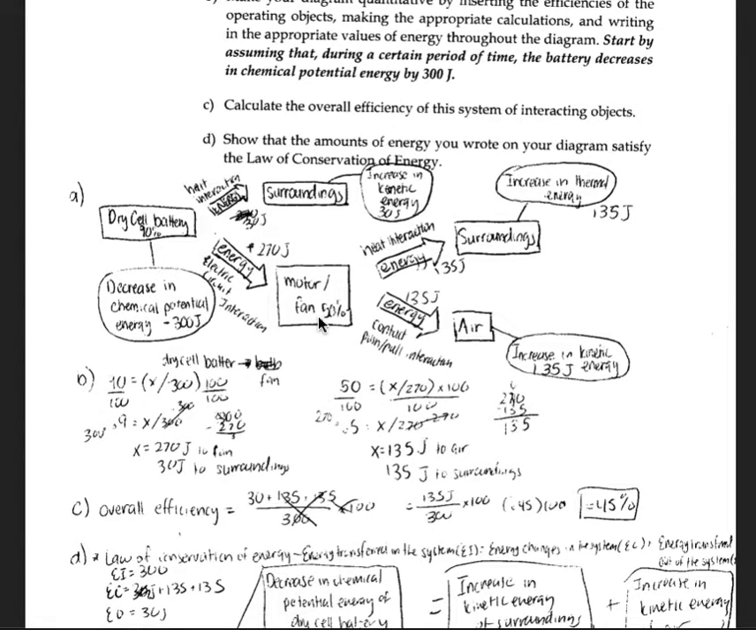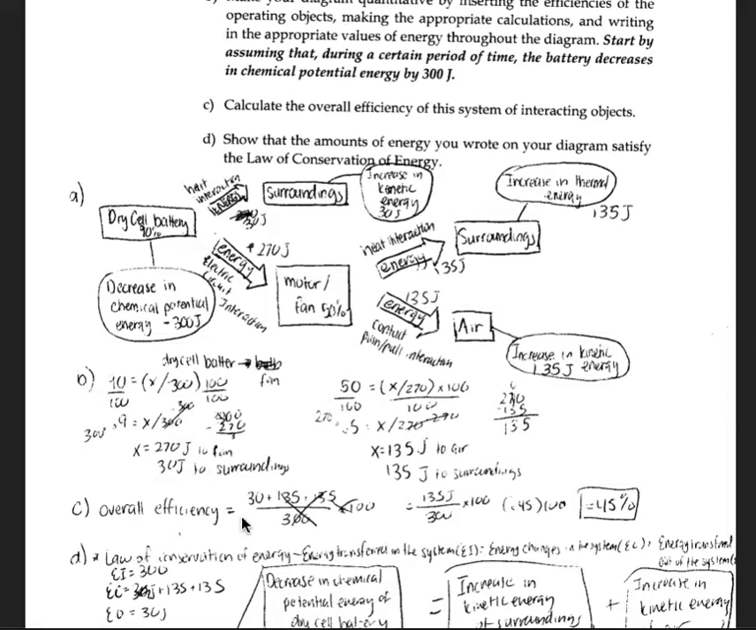The motor and fan pass 135 joules of energy to the air. So the air increases in 135 joules of kinetic energy. And the motor and fan also pass on 135 joules to the surroundings. So the surroundings increase in thermal energy of 135 joules.